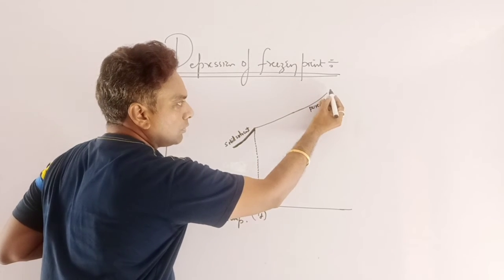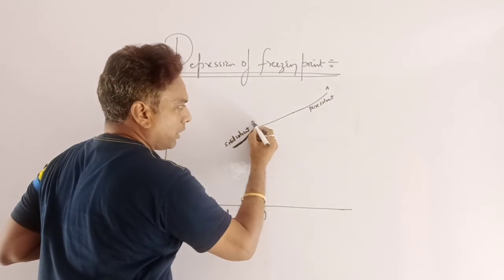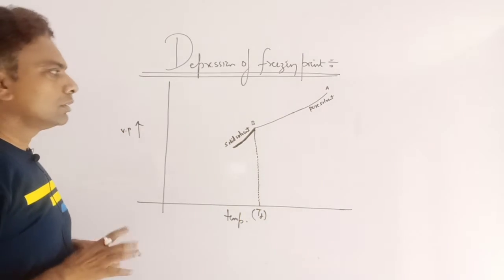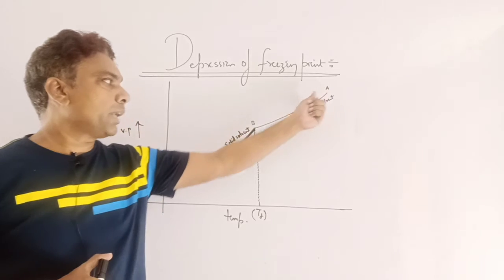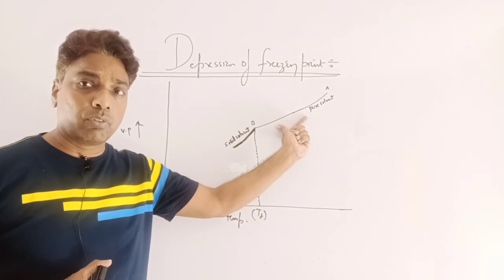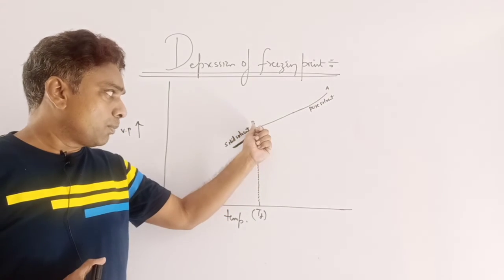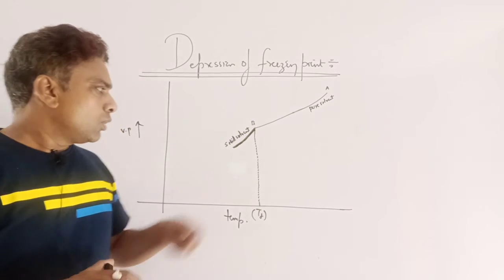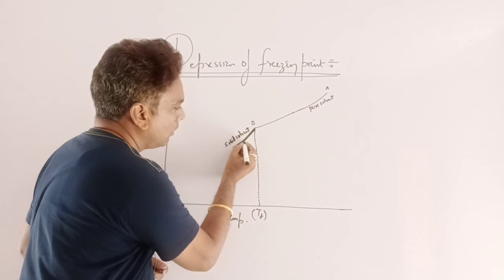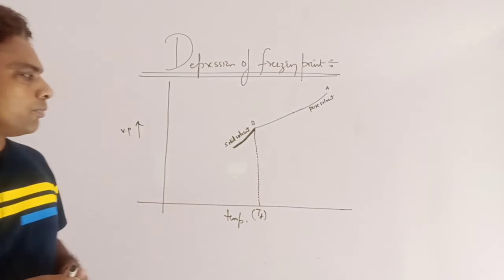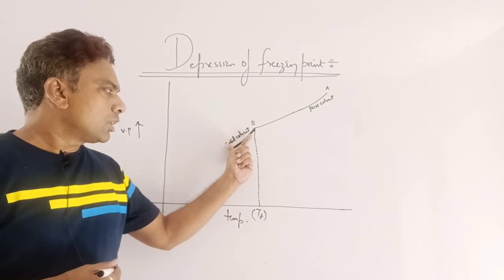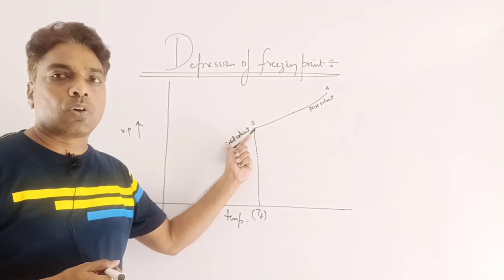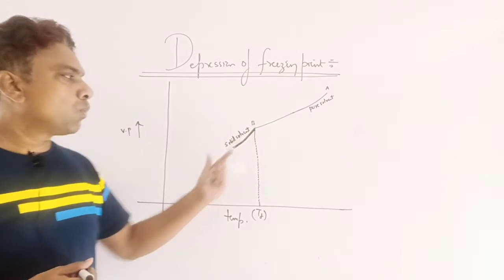Suppose the pure solvent is water. Then from A to B it shows the liquid state of water, and from B towards the origin it shows the ice or solid state of water.